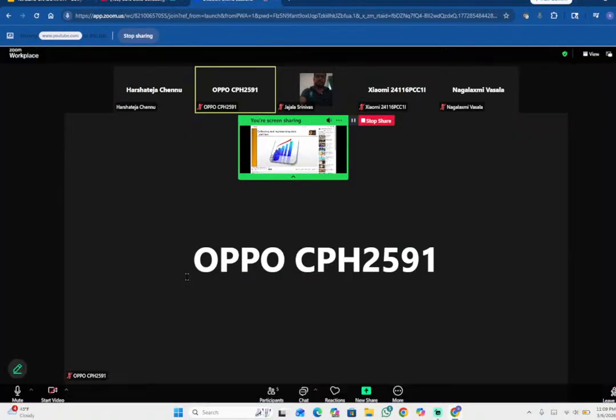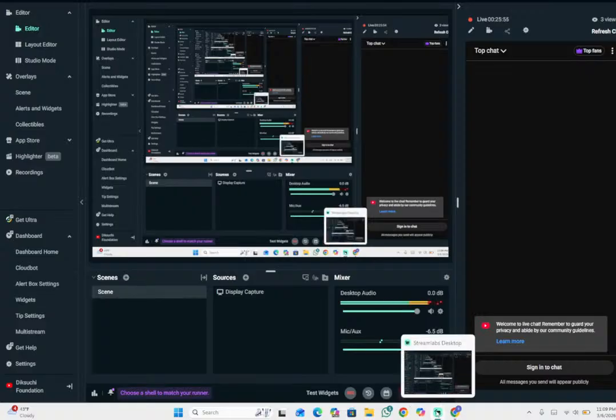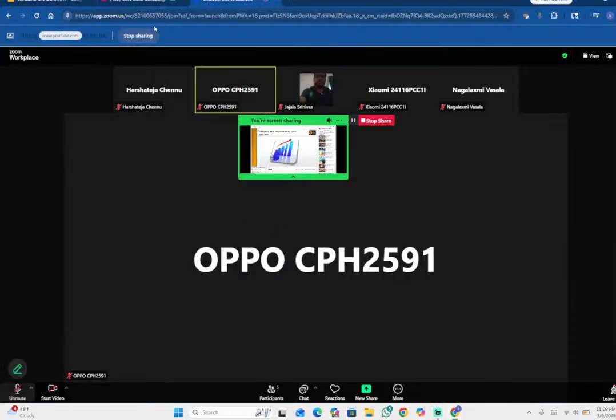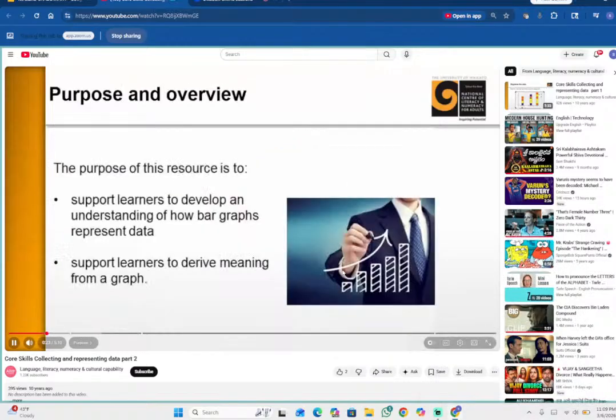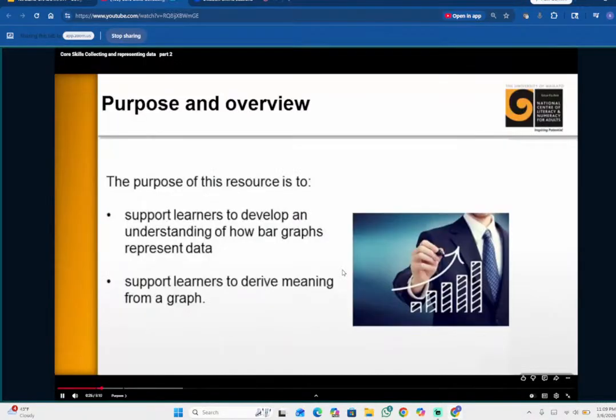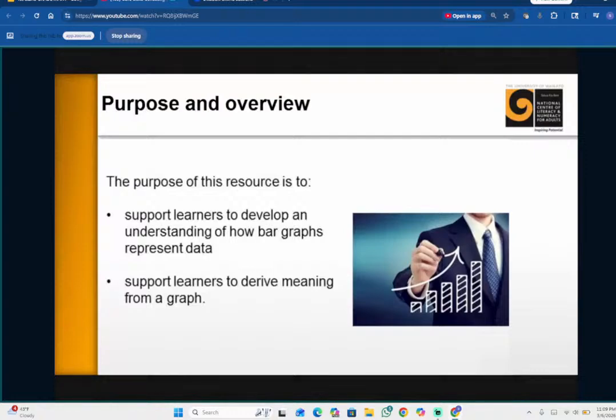Welcome everybody to Statistics, Collecting and Representing Data Part 2. This resource builds on Collecting and Representing Data Part 1 and is designed to further extend learners' thinking and understanding about how graphs represent data. Now, the purpose of this resource is to support learners to develop an understanding of how bar graphs represent data and to support learners to derive meaning from a graph. And what we're going to do is build on Part 1 and further extend learners' thinking.